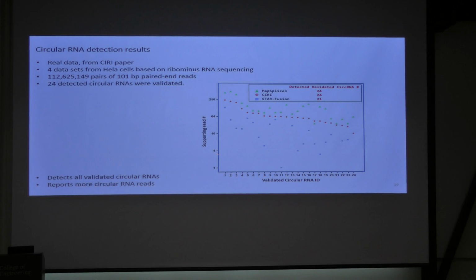And in circular RNA detection performance comparison, we use the real data from a paper describing a tool called Sirius. In this paper, the authors validated 24 circular RNAs. For the 24 circular RNAs, I plotted the number of reads reported by each tool. We compare MapSplice3 with Sirius and STAR-Fusion. As we can see, in almost all the circular RNAs, except for this one, MapSplice3 reported the most supporting reads for all those circular RNAs.